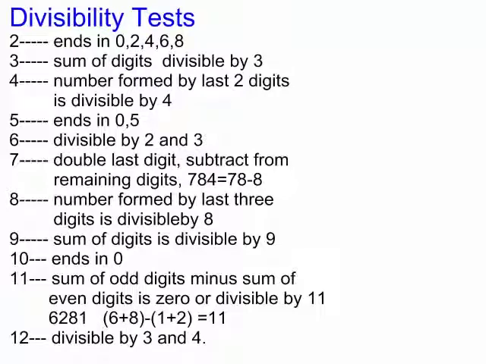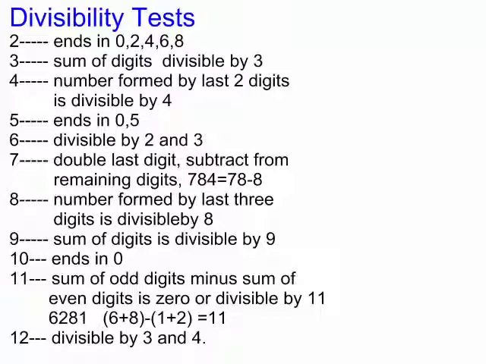9, okay, the sum of the digits is divisible by 9. Obviously 10, again, easy one, we said before. Now, 11 is a bit of a tricky one. The sum of the odd digits minus the sum of the even digits is 0 or divisible by 11.